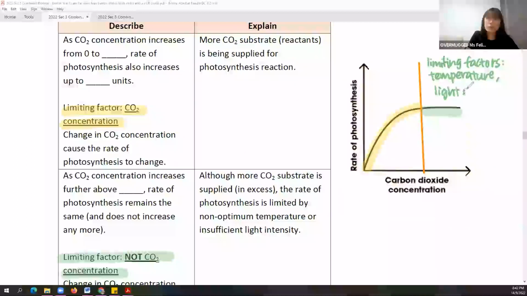Can you follow me and label it in your notes now? Follow and copy it down. For the first section, the limiting factor is carbon dioxide because I have very little carbon dioxide. For the second half, because I have too much carbon dioxide already, it will be the other factors that are the limiting factor instead.